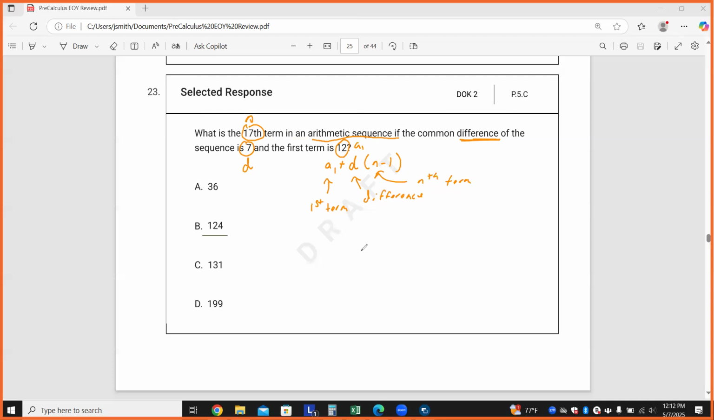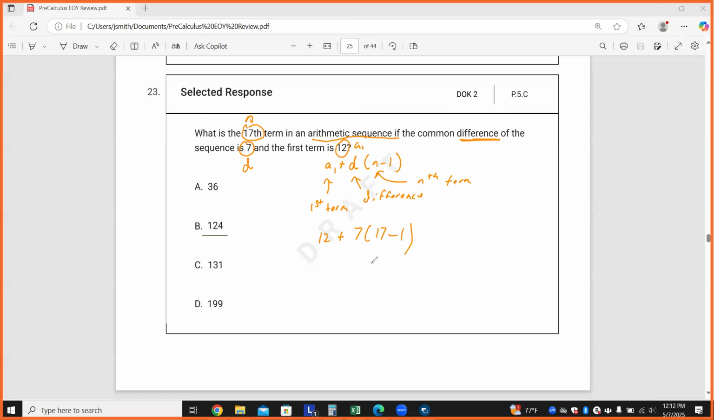It does, but what if I ask you to find the 117th term? It would take you 30 minutes. But if you have this formula, then you can just plug it in and just solve it. So this would be 12 plus 7 times 17 minus 1. Isn't this a little bit nicer than going 12 plus 7 plus 7 plus 7, 17 times? Yeah.